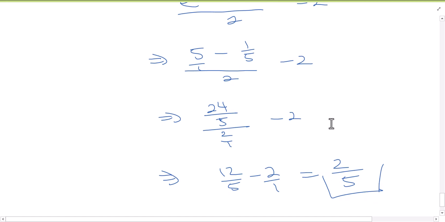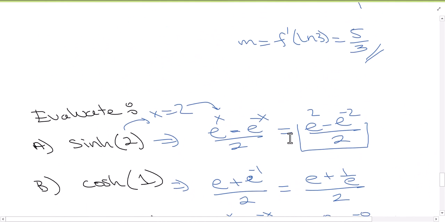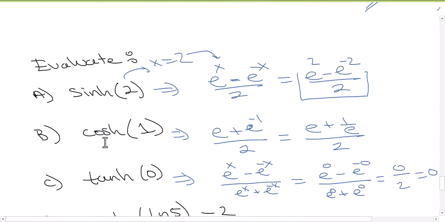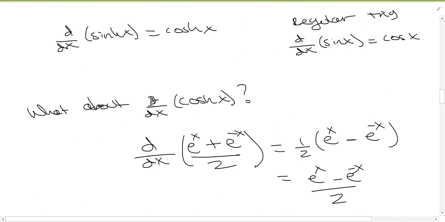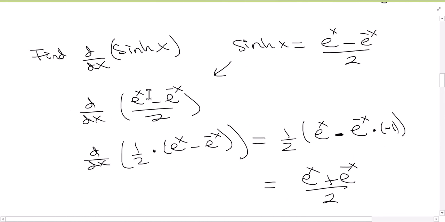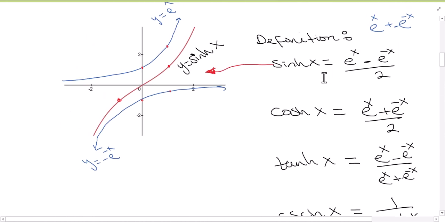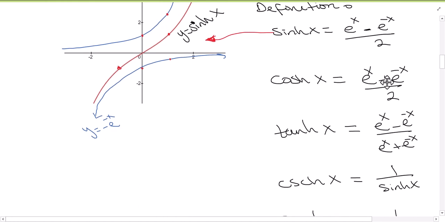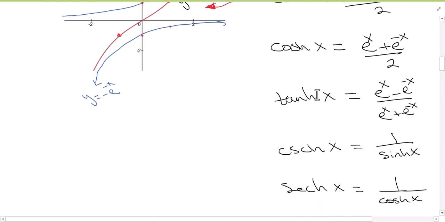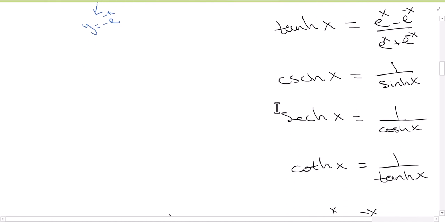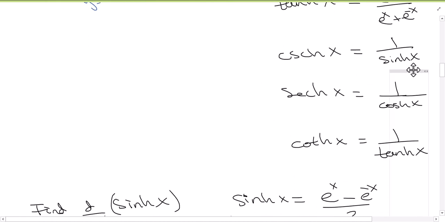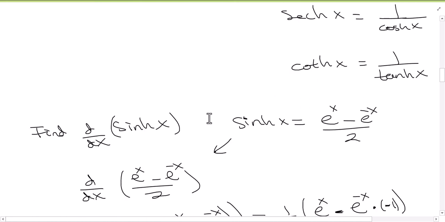But my point is that when you have hyperbolic trig functions and you're evaluating them at a numerical value, that's when we want to come back to the definitions. Where did I write them? Yeah, right here. Sinh is e to the x minus e to the minus x over 2, cosh is e to the x plus e to the minus x over 2, and then hyperbolic tangent is this one. And then the reciprocal functions are just 1 over the other ones that we found.